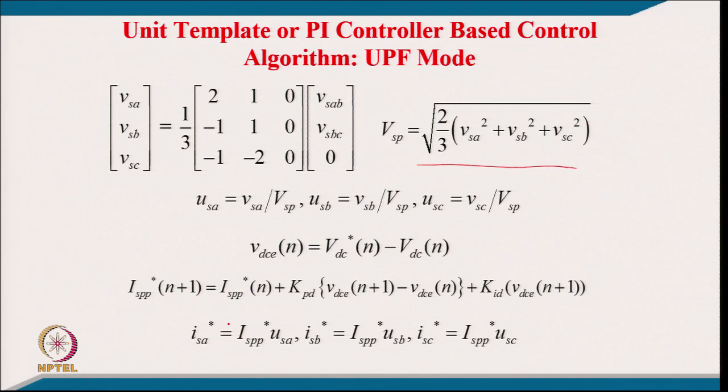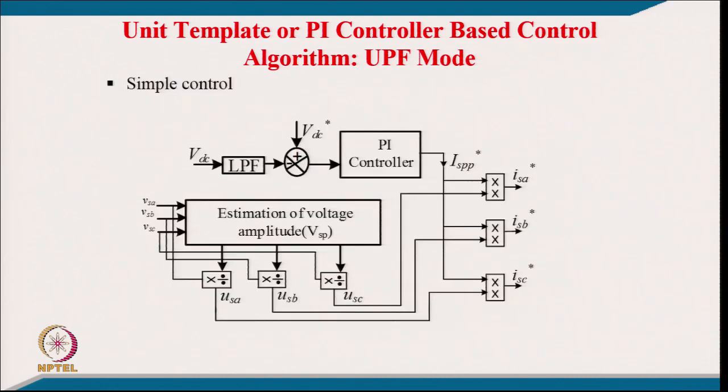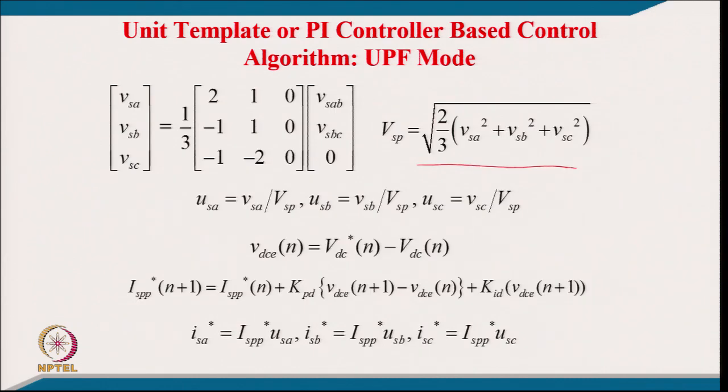I mean that block is not shown here. These are only reference currents. We have to sense the grid current or supply current, and then we have to put a current controller. We will discuss the current controller sometime. And what is this current controller?